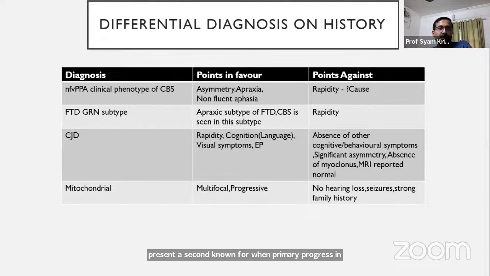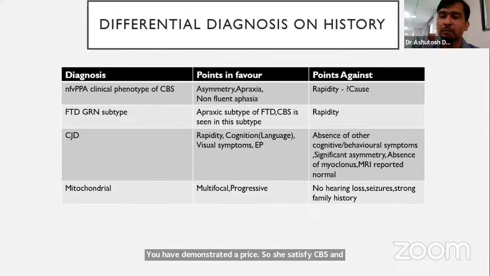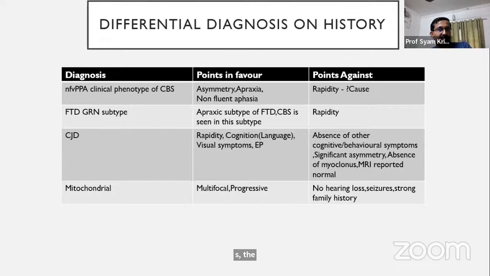So in this patient, I think we can call this a CBS because she satisfies all the criteria of a corticobasal syndrome. She has an asymmetric Parkinsonism. She has a dystonia, which is again asymmetric. And there is a clear-cut cortical feature of apraxia. You have demonstrated apraxia, so she satisfies CBS. In CBS, aphasia as well as language dysfunction is an accompaniment. So syndrome wise, this is a CBS and she satisfies criteria for CBD.